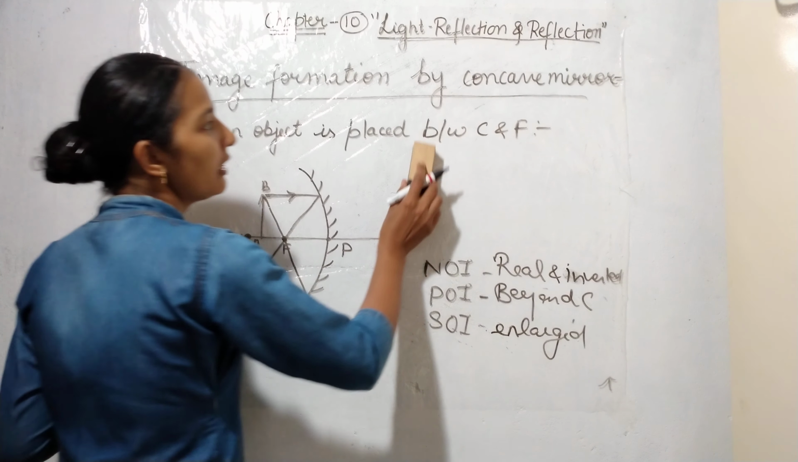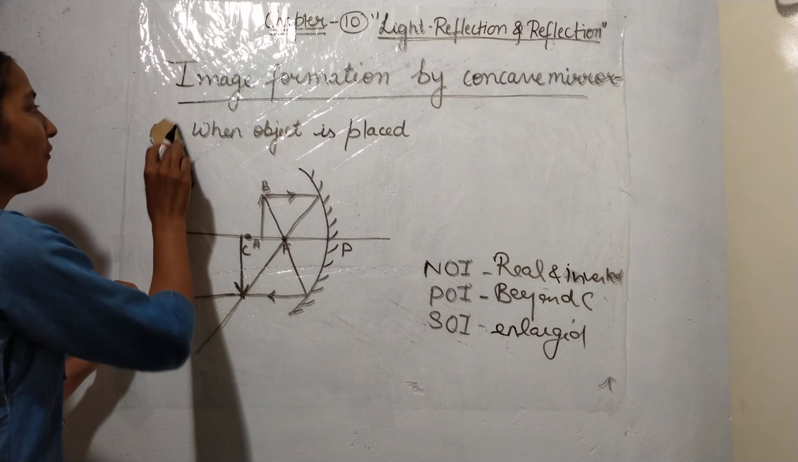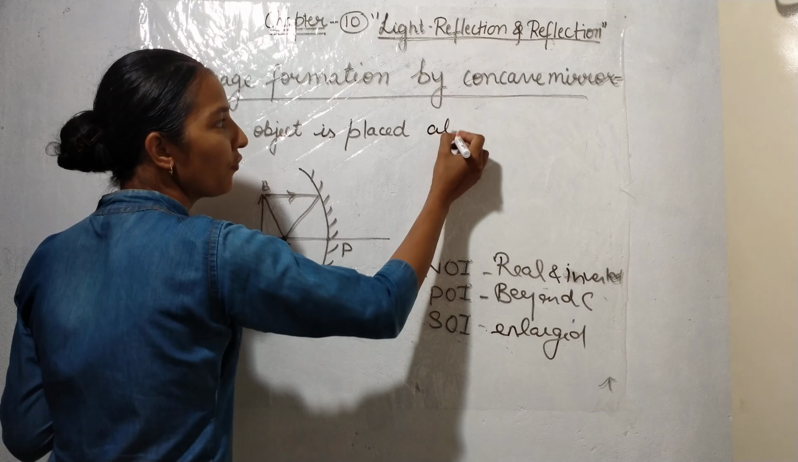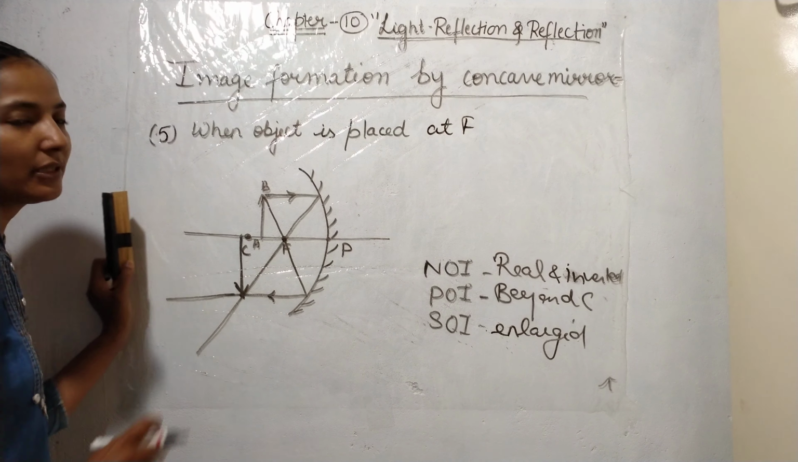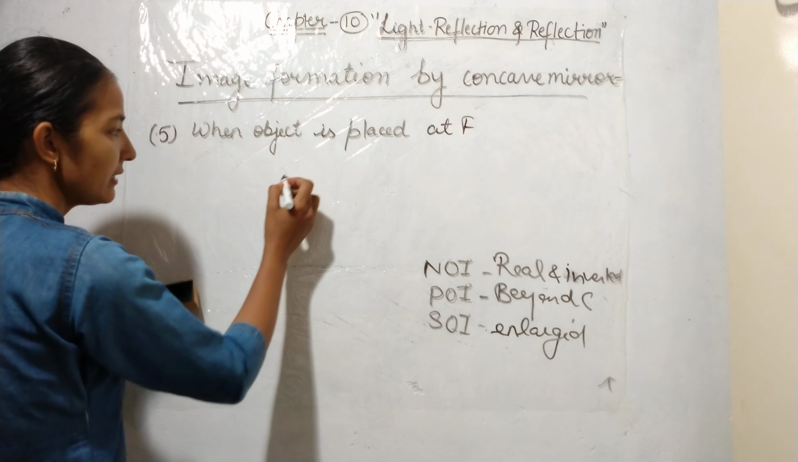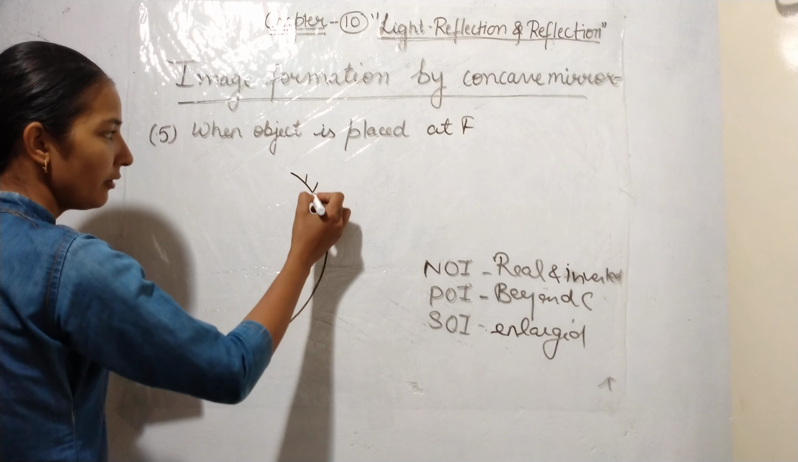Now the fifth ray diagram is when the object is placed at the focus. Now we are placing the object at the focus. So how can we draw the diagram? Let's see. So this is the mirror.